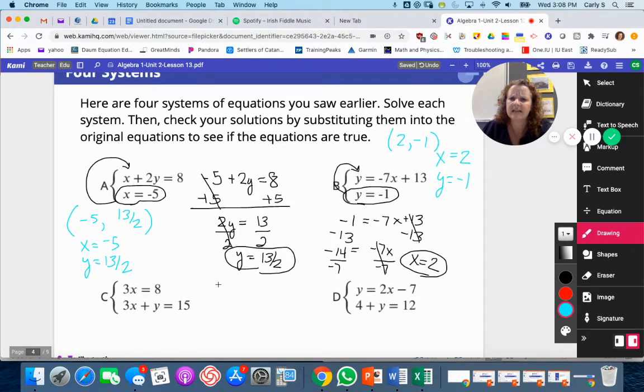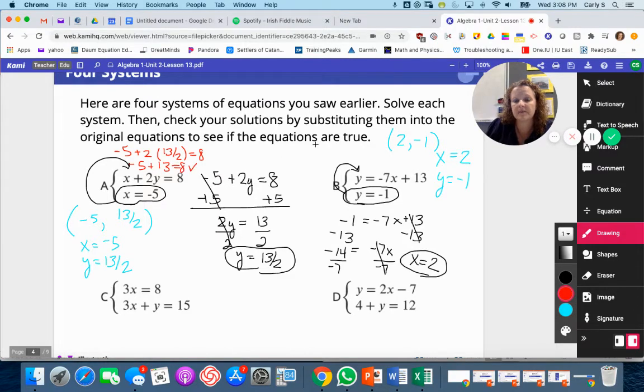Okay, it does say to check, so I could check this first equation. Let's change colors again. I'm sorry, I got so far ahead of myself. So negative 5 plus 2 times 13 over 2 equals 8. Negative 5 plus 13 equals 8.